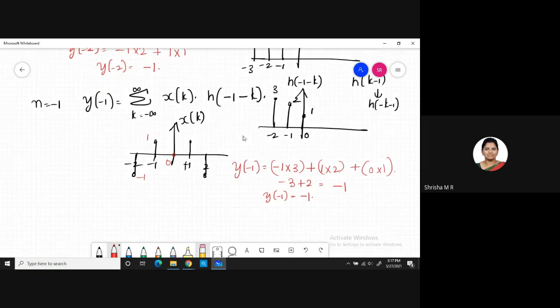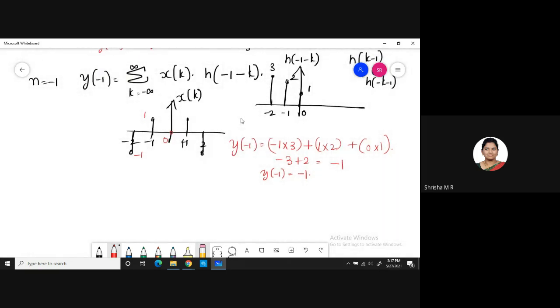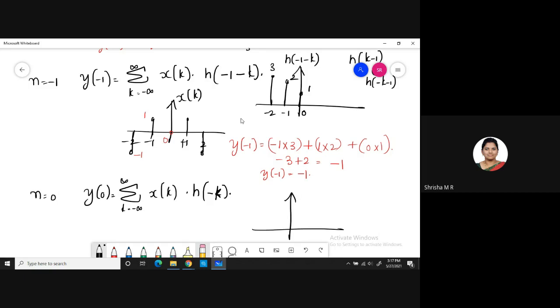Got it? Now you take n is equal to 0. So y of 0 is nothing but summation k is equal to minus infinity to infinity x of k into h of n minus k. N is 0 means you are left with h of minus k. Okay, h of minus k is just the reflection of h of k. Or one shift to the right you can take.